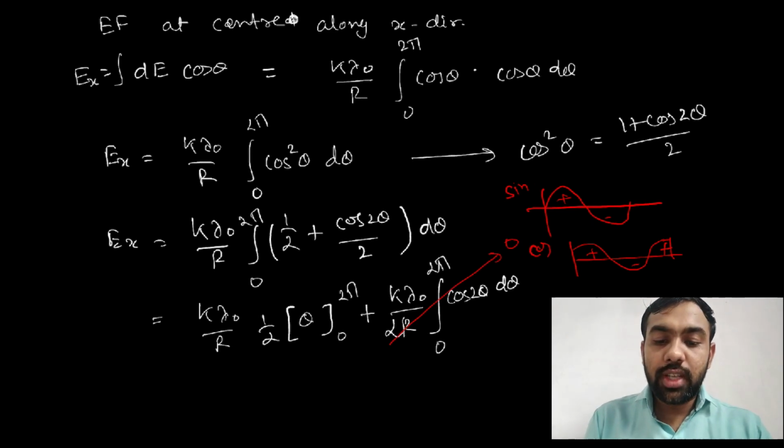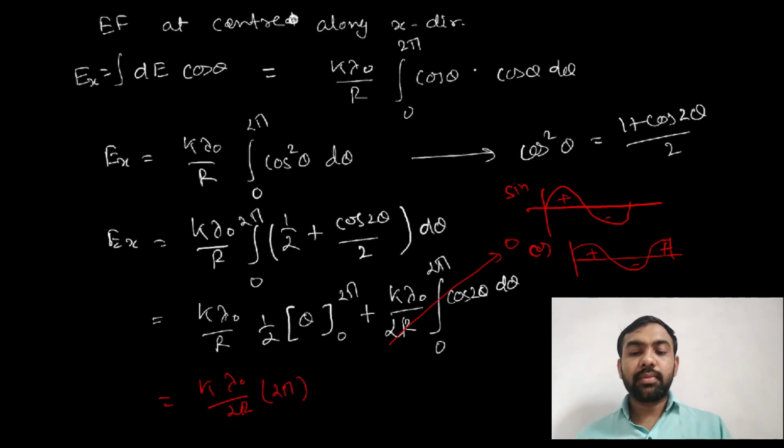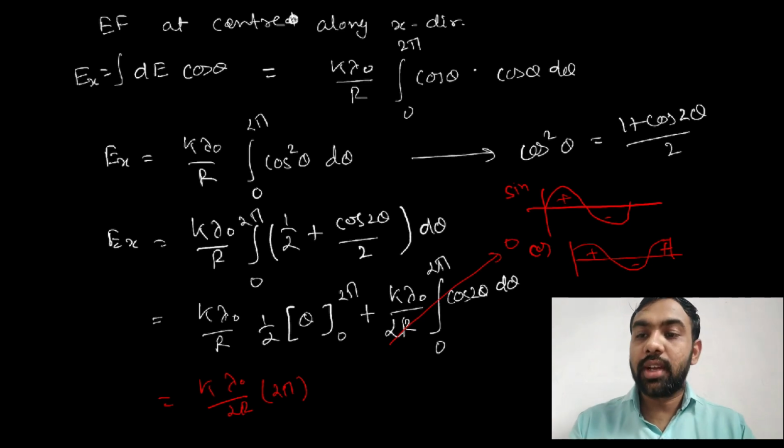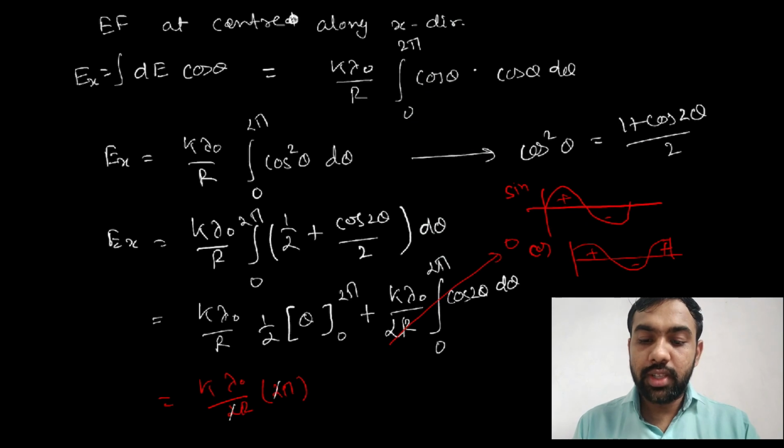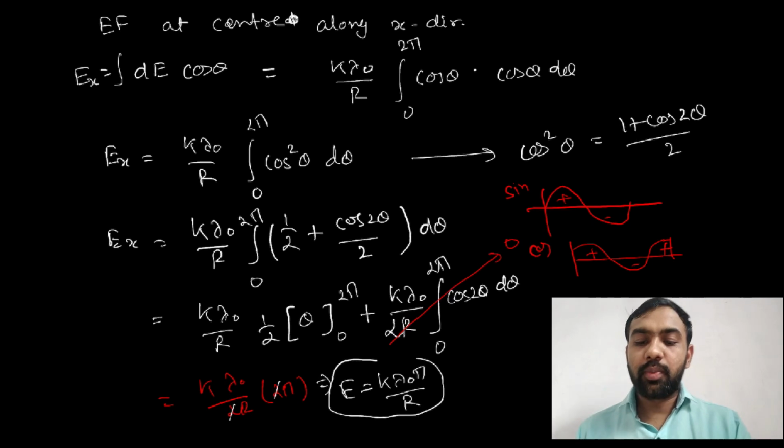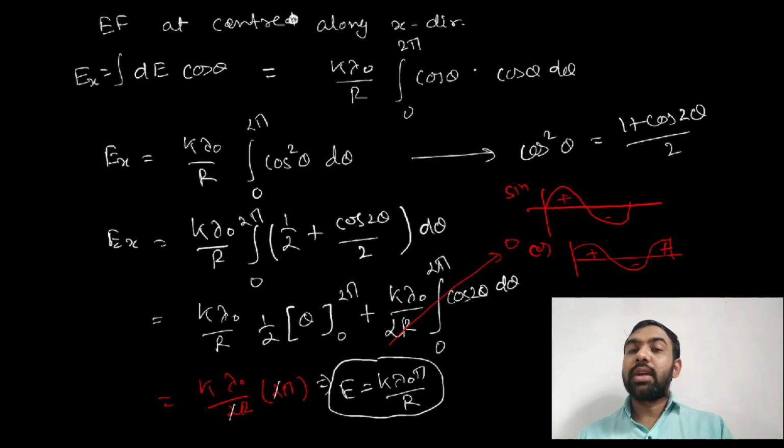So only this one remains. So what is the answer? k lambda upon 2r into 2 pi. So the 2 and 2 cancel out here. So what is the answer? E is equal to k lambda 0 pi upon r. So this is our answer, k lambda 0 pi upon r.